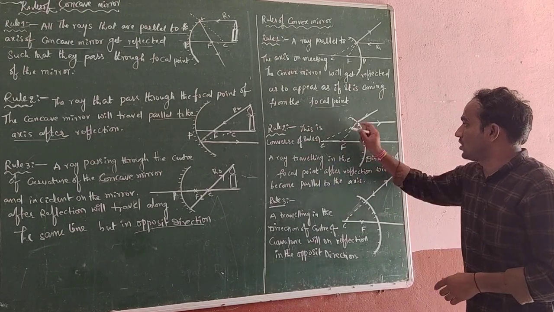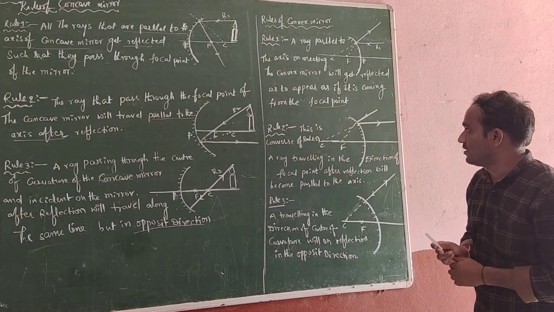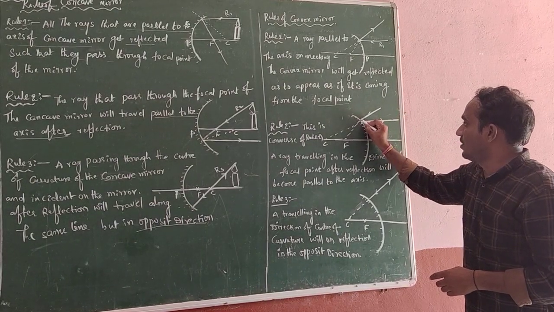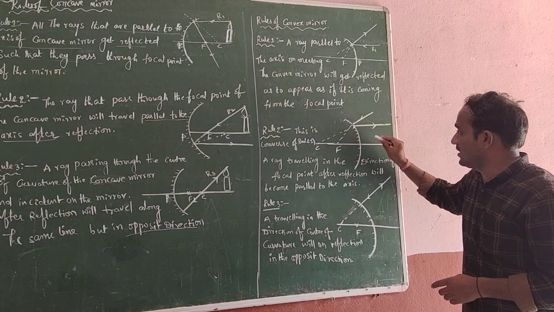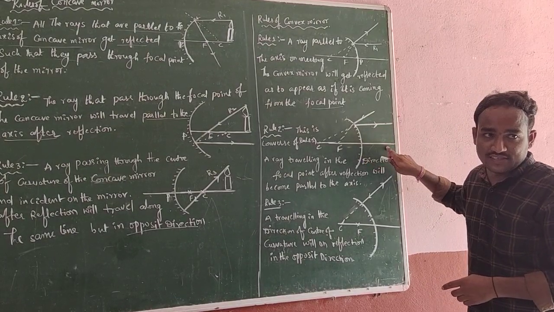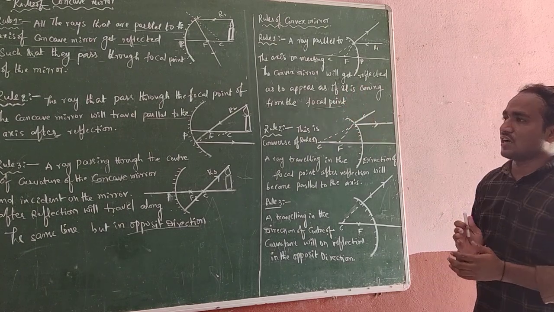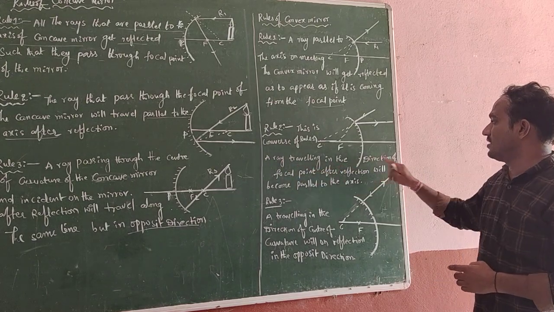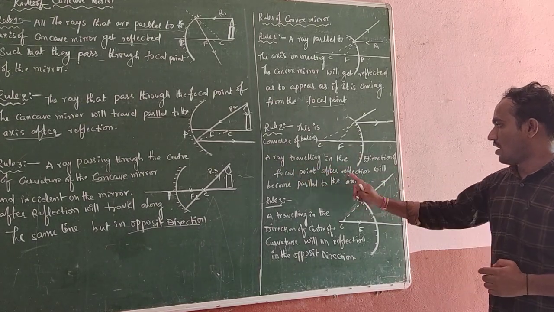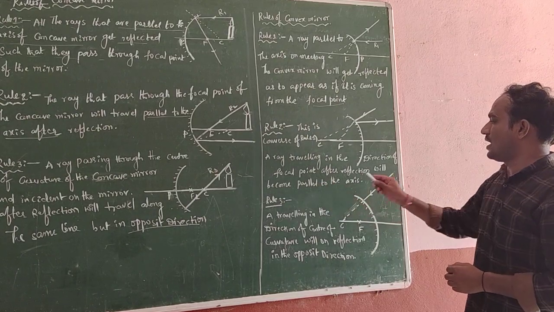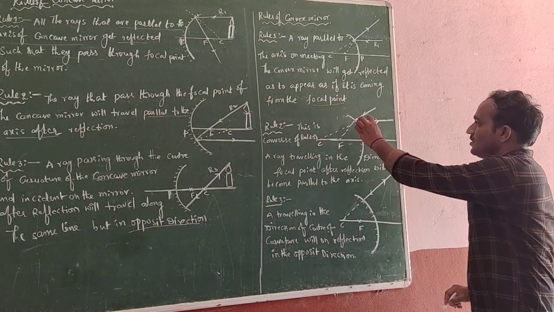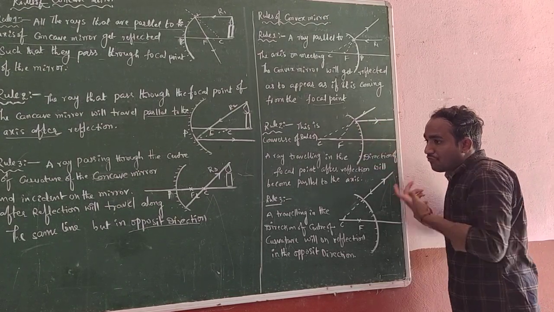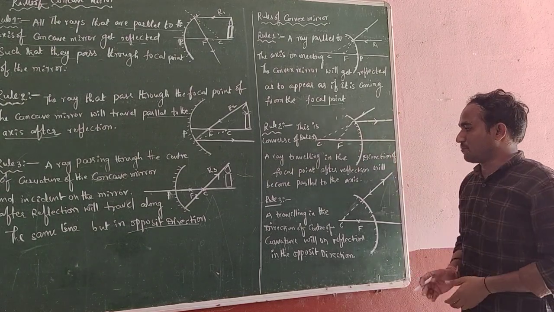And rule 2. It is inside of the line, that is a convex mirror. The incident ray gets reflected. The reflected ray is parallel to the principal axis. So completely this is the converse of rule 1. The ray traveling in the direction of the focal point, after reflection, will become parallel to the axis. The reflected ray, with respect to the principal axis, is parallel to the principal axis.